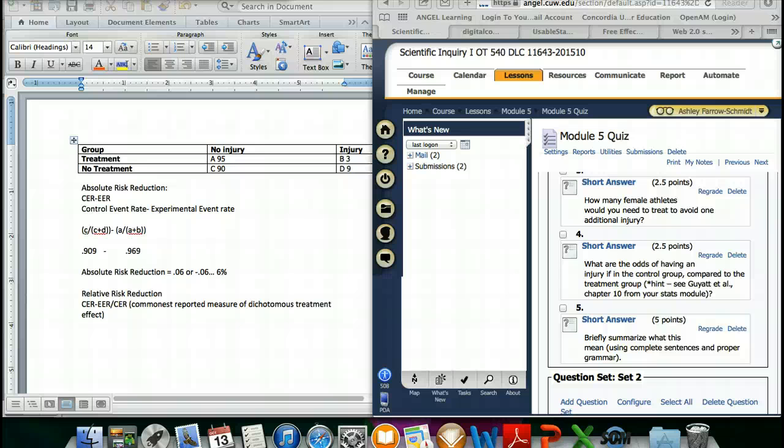Hey guys, I'm using this video to walk you through the Module 5 quiz and explain how to apply the equations for odds ratio, absolute risk reduction, relative risk reduction, and number needed to treat, as well as effect size. These are used for interpreting results in therapy studies, looking at dichotomous data.